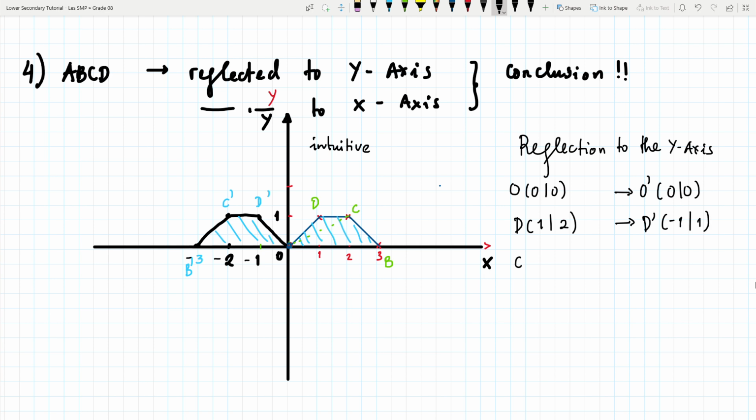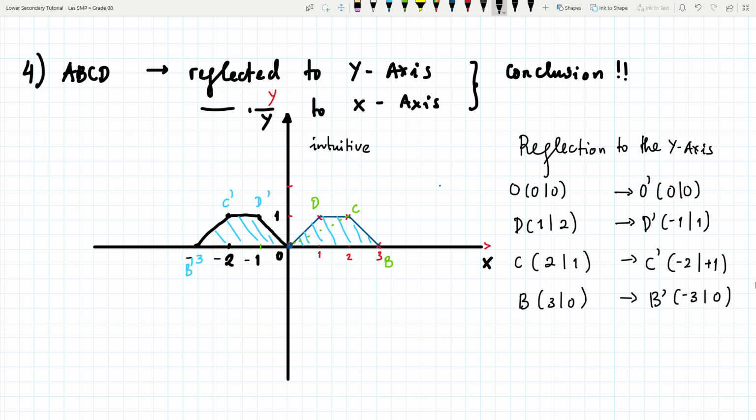If it's point C, which has the coordinate of 2, 1, it becomes C prime, -2, -1. Nope, wrong. Not -2, -1, but -2 and 1. Sorry. -2 and 1. And finally, the point B, 3, 0, will be reflected and fall into B prime, which is -3 and 0.